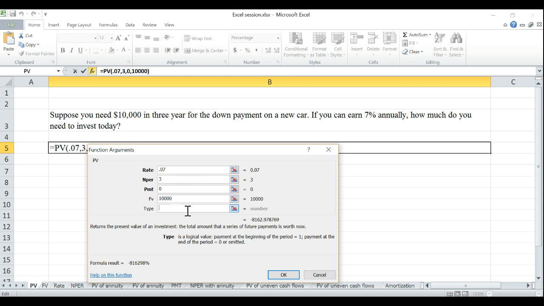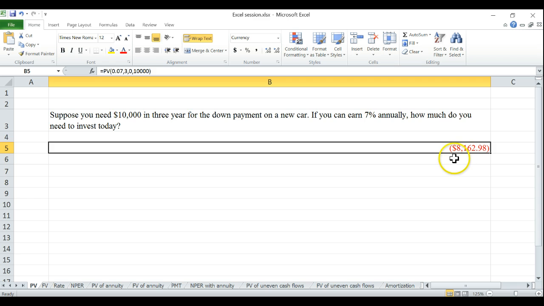So we can leave it out. By default, it's going to consider it a regular end of the period payment. When you click on OK, it is going to give you the answer that the present value is $8,162.98.